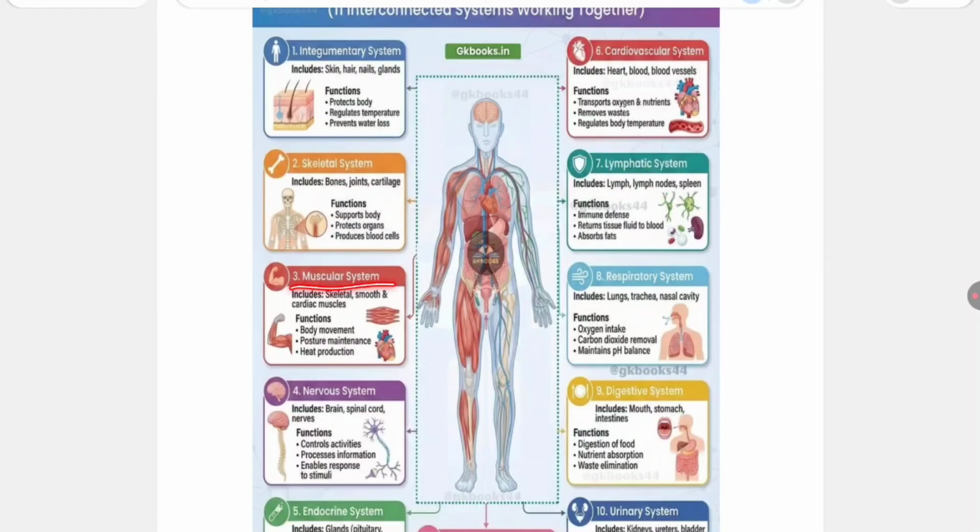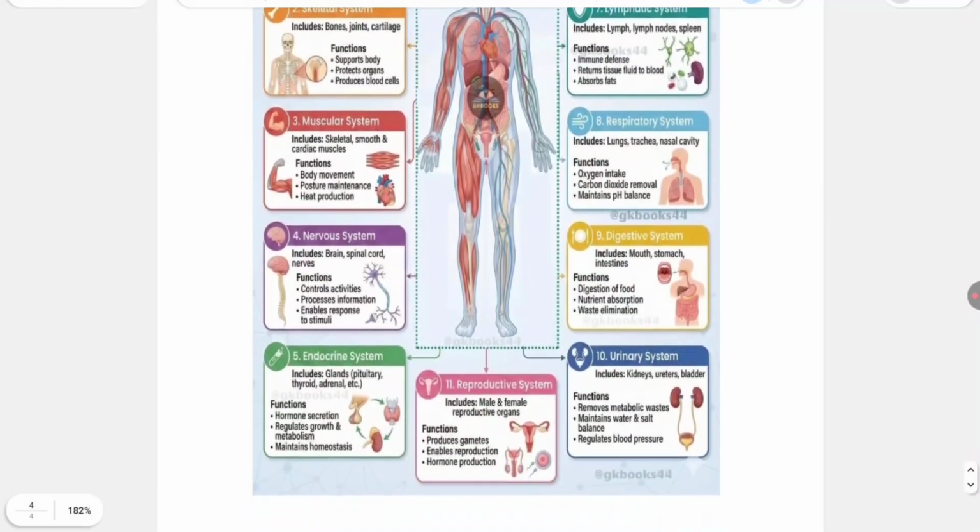Then muscular system means skeletal muscles, smooth muscles and all the muscles and tissues we are discussing in the muscular system. Respiratory system: lungs, trachea and alveoli, all are there, and we are discussing that in the respiratory system. Then nervous system: brain, spinal cord, nerves, neurons, we are all discussing in the nervous system. Then digestive system: mouth, stomach, intestine, all we are discussing in the digestive system.